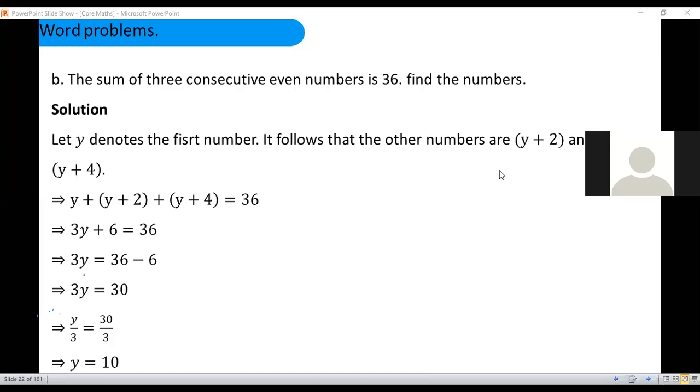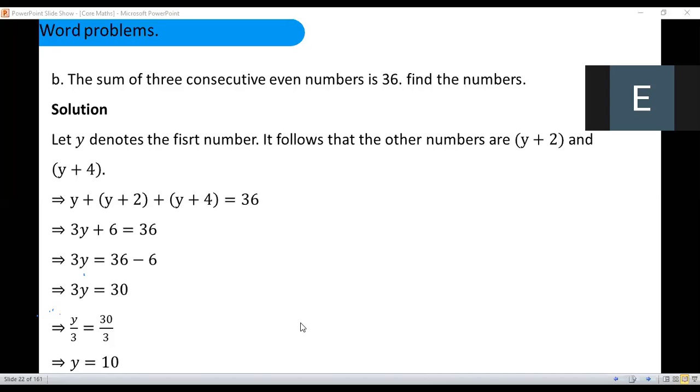Sydney McCarthy, answer please. I can't hear you. Yes, Nana Kwesi. Another question: what would be the next even number? The answer is 12. The next even number is 12. Why? Because since we've gotten a y, we add 2 to it. So 10 plus 2 is 12. Thank you. What is our third even number?